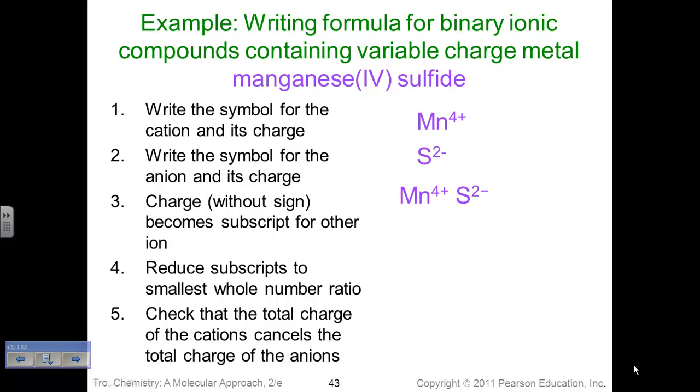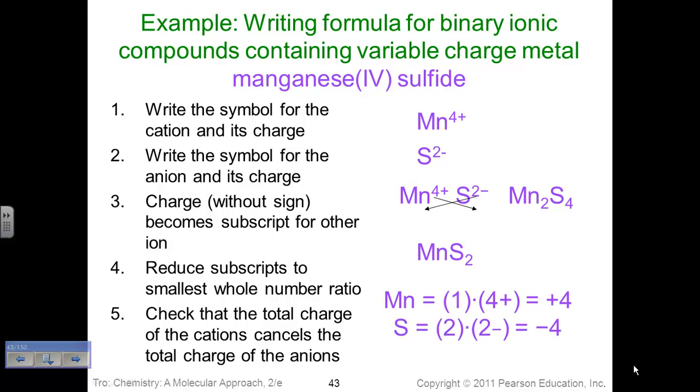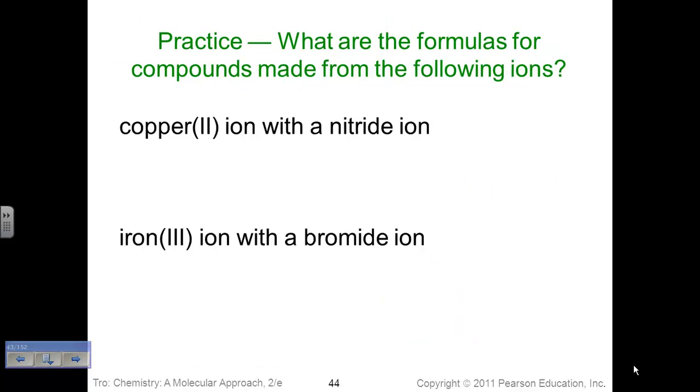Remember, we can crisscross the charges and find the subscripts, but remember, we have to reduce them down. So Mn2S4 is a good start, but it would be marked incorrect because that 2 to 4 ratio can be simplified to a 1 to 2 ratio. So manganese, Roman numeral 4 sulfide, MnS2, the lowest subscript ratio possible when the +4 hooks to a -2. And the double checking does indeed show that we've neutralized electrically to balance to 0.